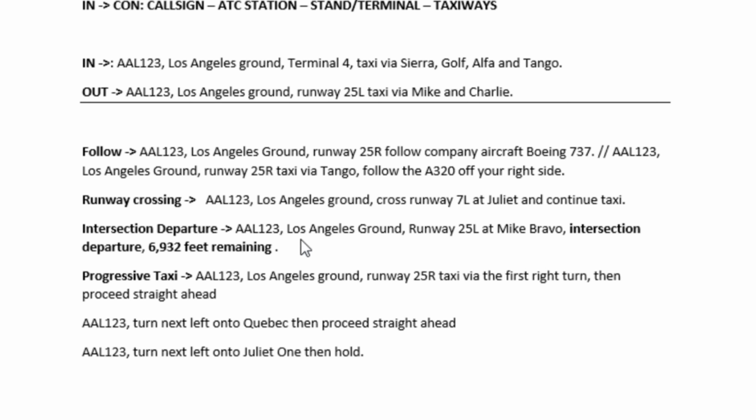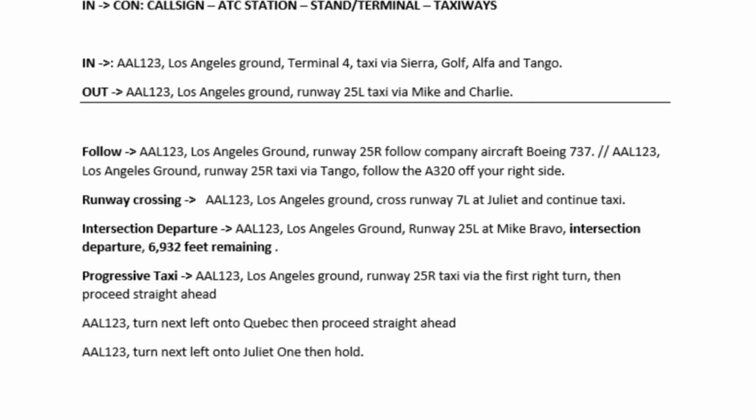Now for the intersection departure, it's kind of different. It will be America 123, Los Angeles ground, runway 25 left at Mike Bravo, intersection departure, and you say how many feet remaining. Don't forget to say this: the intersection departure and how many feet are remaining.